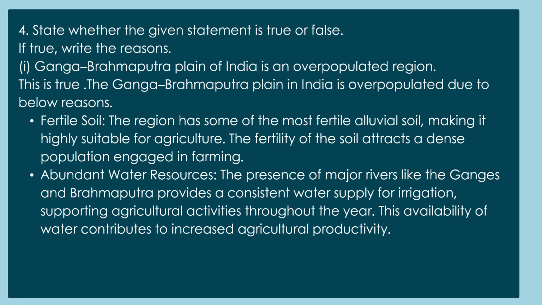The next one is abundant water resources. The presence of major rivers like the Ganges and Brahmaputra provides a consistent water supply for irrigation, supporting agricultural activities throughout the year. This availability of water contributes to increased agricultural productivity.